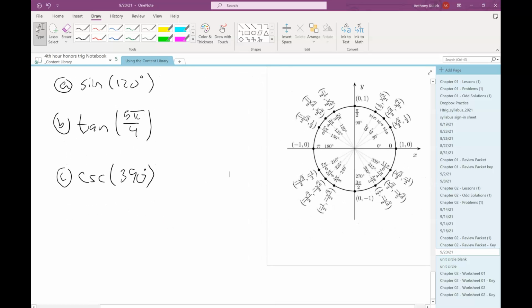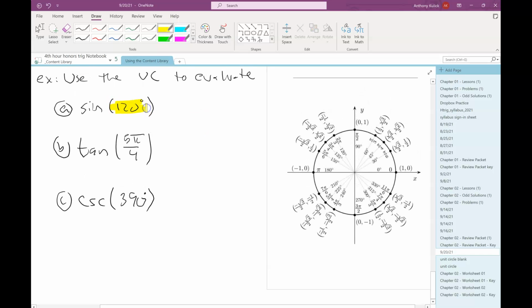Let's say we want to do sine of 120. First, I find 120 degrees on my unit circle. My unit circle definition for sine of theta is y, so I just read the y coordinate off my unit circle, and that's my answer. That's pretty easy, right? If I want tangent of 5 pi over 4, let's locate it right there. Tangent is y over x. The y coordinate is negative root 2 over 2, and the x coordinate is negative root 2 over 2. When I simplify that down, I just get 1.